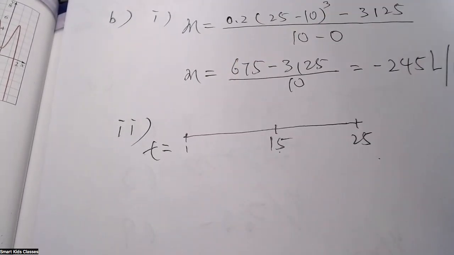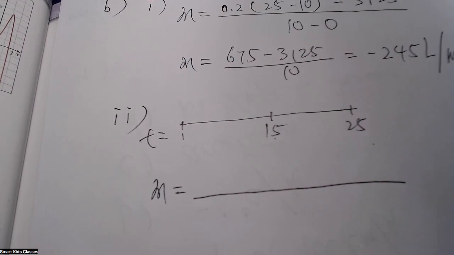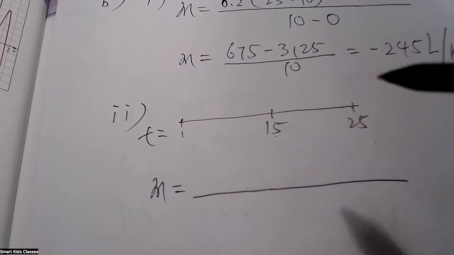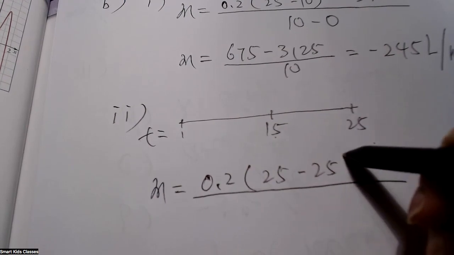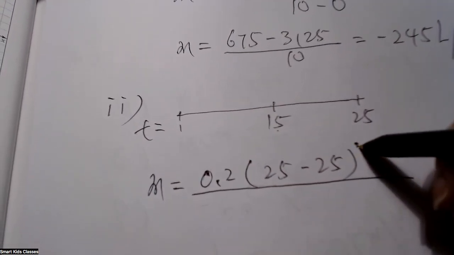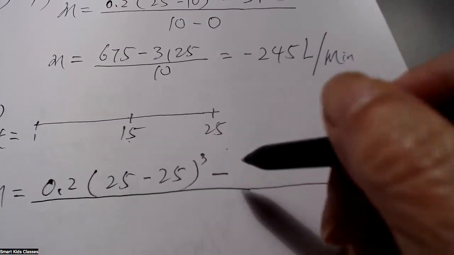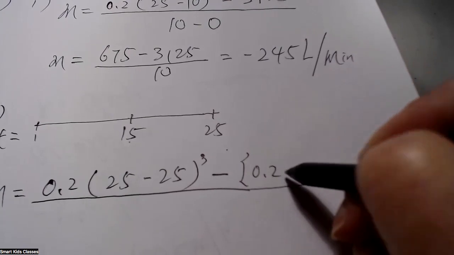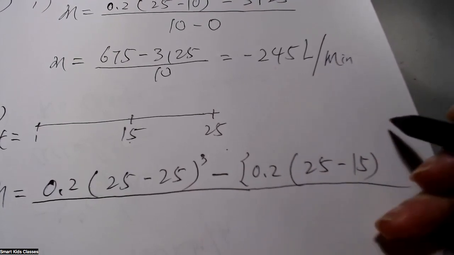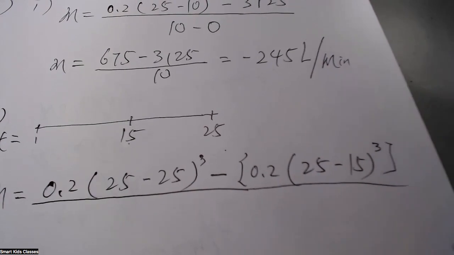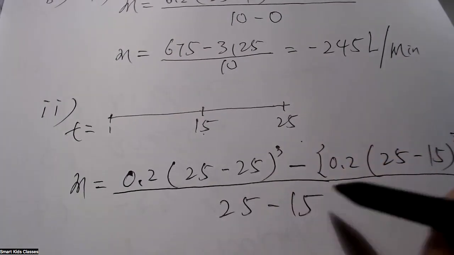So the slope will be equal. The first one, with substitution for t equals 25: you put 0.2 times (25 minus 25) exponent 3, and then subtract. The next point is 15, so you put 0.2 times (25 minus 15) exponent 3. Now the time interval will be 25 minus 15.